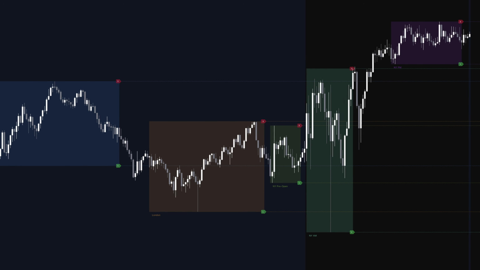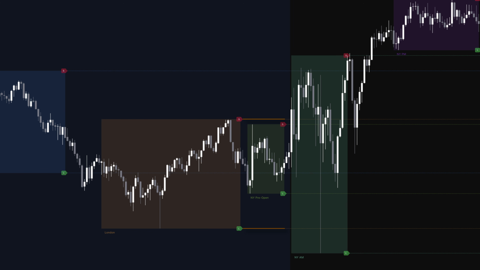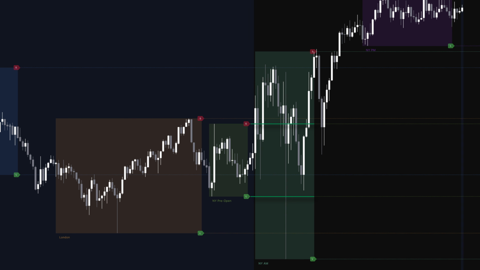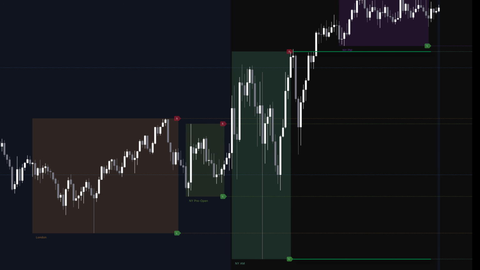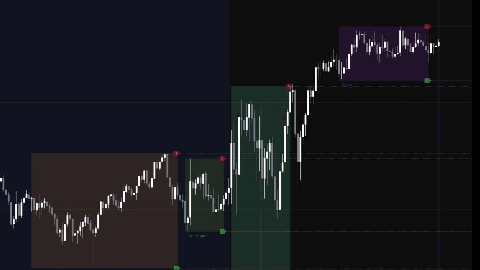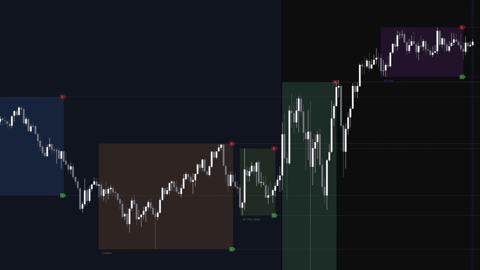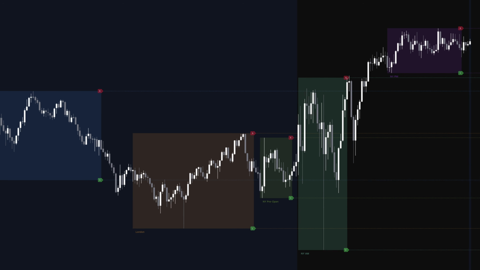A few rules that make this hold together. First, the sessions feed each other in a chain. Asia's range sets London's levels. London's range sets the pre-open. Pre-open feeds the New York morning, the morning feeds the afternoon, and the afternoon feeds the next day's Asia. Every session hands its range forward to the next one. So you're never guessing where levels come from. The session that just closed gives you the levels for the one about to open.